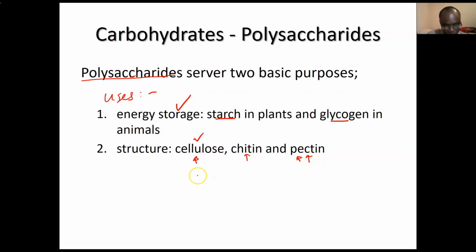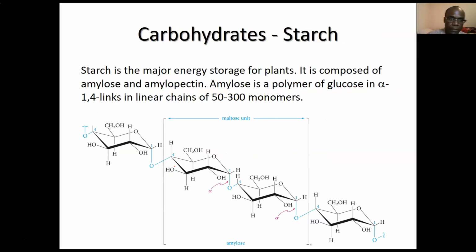Alright, so let's look at starch. Again, it's mainly used for energy storage in plants, not in animals, in plants. And it's composed of amylose and amylopectin. So what you're looking at here that is boxed, that's the amylose part. The amylose part is part of the long chain of the starch.